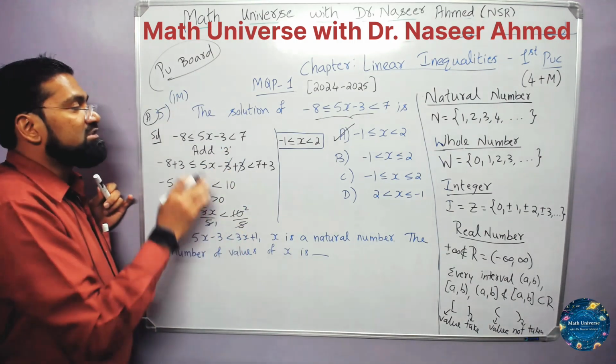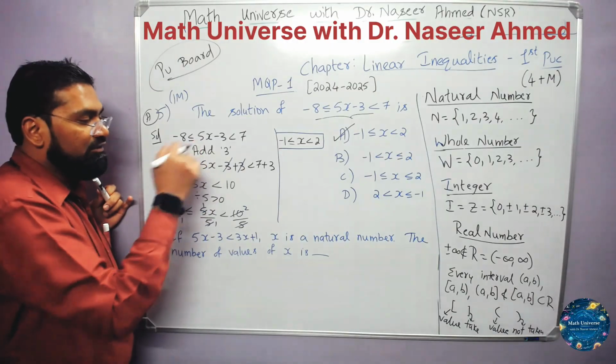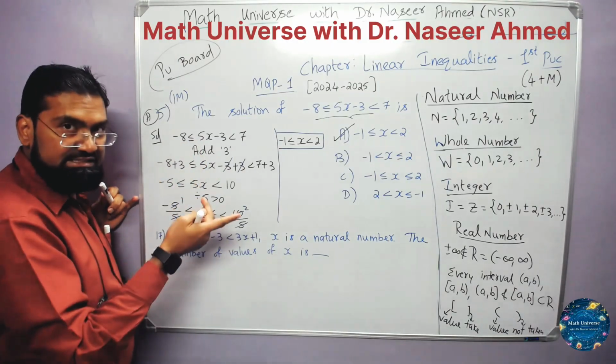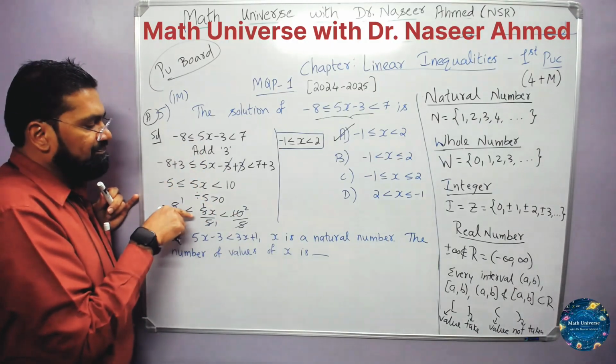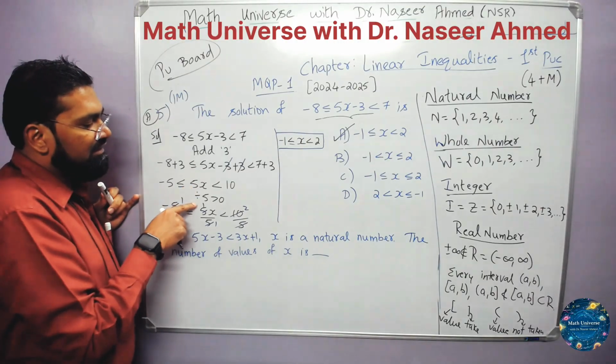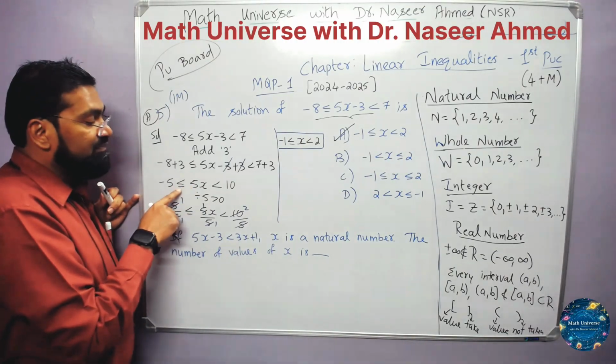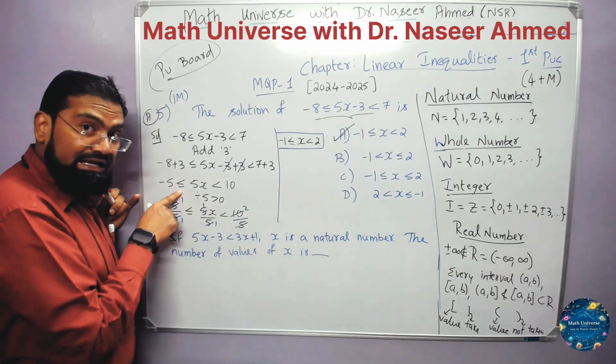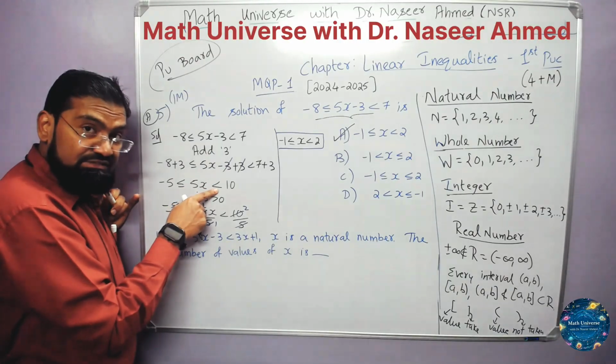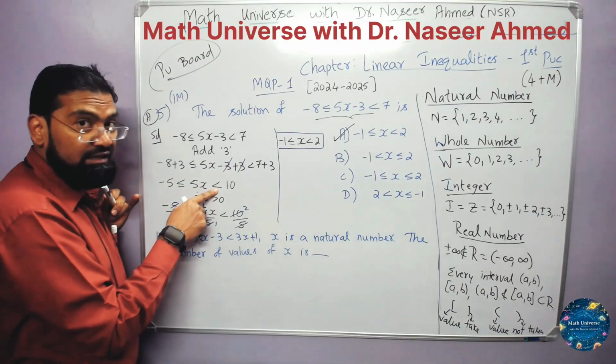Okay. Let us suppose we had some minus 5 here. When I'm going to divide by minus 5, the inequality will reverse, I said no. That time, let's suppose you had minus 5 here. When I'm going to divide by minus 5, less than or equal to will change to greater than or equal to, and strictly less than will change to strictly greater than. It will reverse.